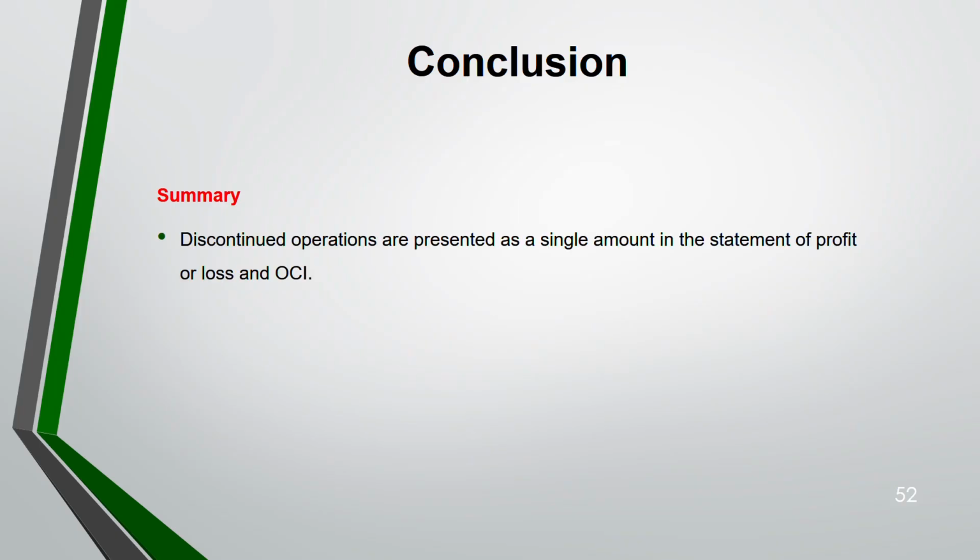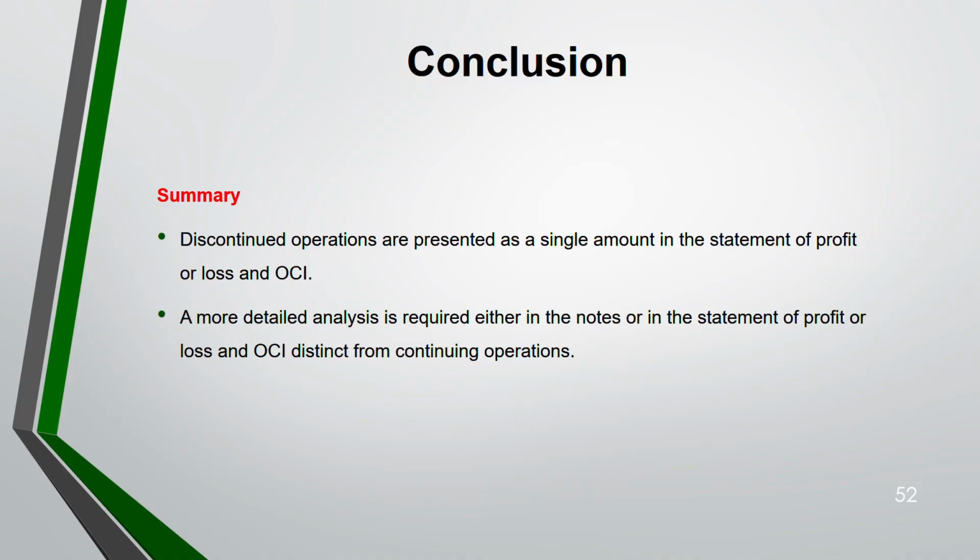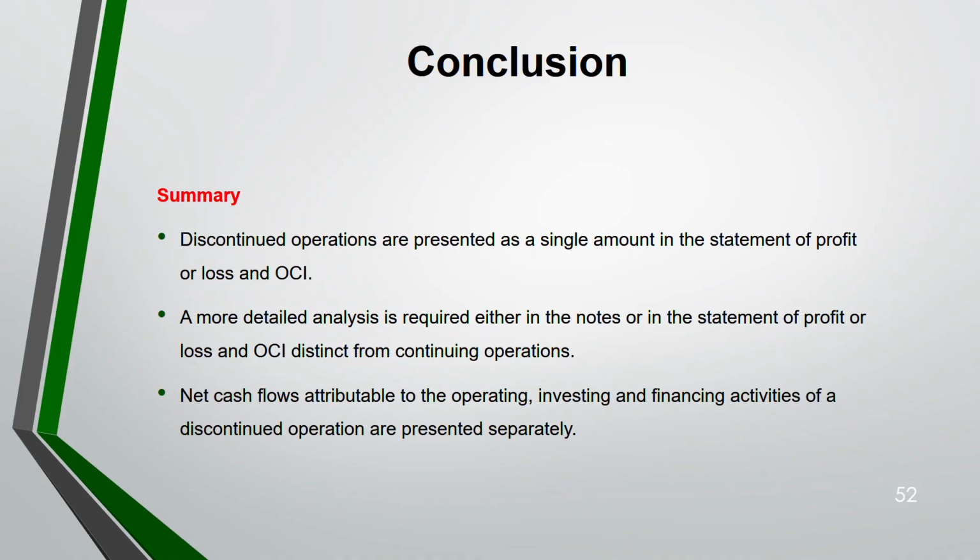Discontinued operations are presented as a single amount in your statement of profit and loss and OCI. We have just seen that in the previous question, activity 5. Then a more detailed analysis is required either in the notes or in your statement of profit and loss and OCI, that is distinct from your continuing operations. Net cash flows attributable to operating, investing and financing activities of discontinued operations will be shown separately.